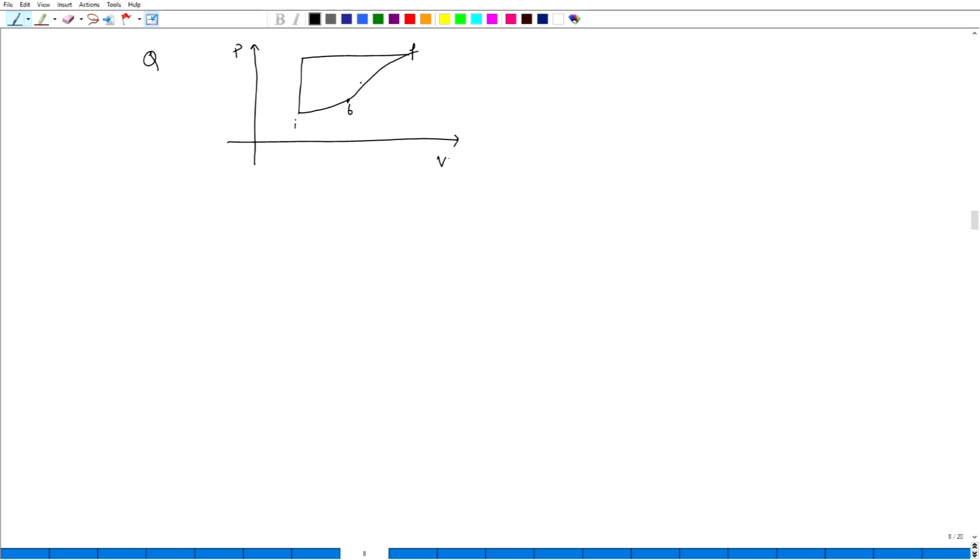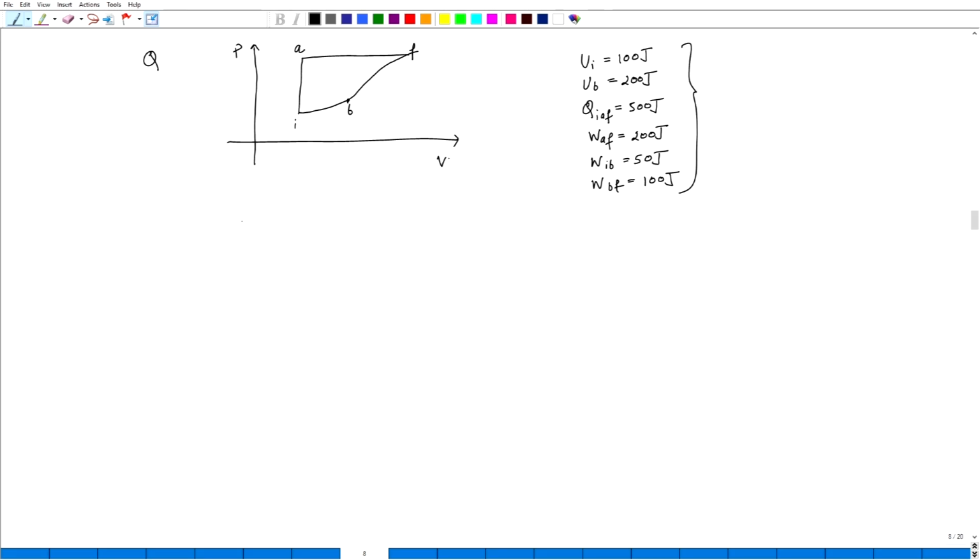This is final. The process is going from this. What all I have is UI is 100 joule, UB is 200 joule, QIAF is 500 joule, WAF is 200 joule, WIB is 50 joule, and WBF is 100 joule. All this data is given.